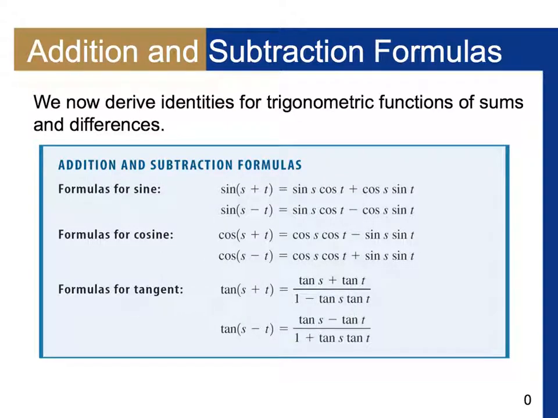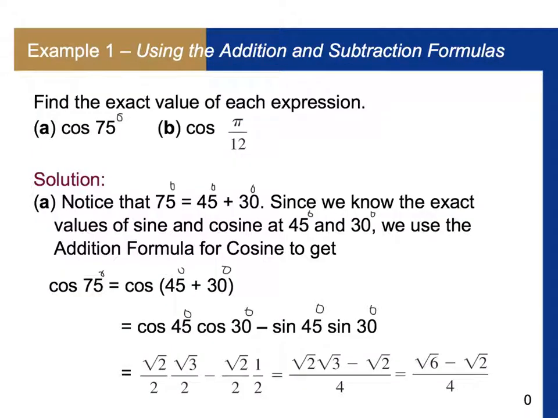Tangent we won't worry about for our purposes. Okay, so let's look at an example. Let's say we're looking at cosine of 75 degrees. Now, we can't normally do this by hand, but if we break it up into 45 plus 30, we can do it by hand, because we know 45, we know 30. The idea is that we're going to use these sum formulas that we're given to find cosine or sine of angles that we know. Okay, so 75 is 45 plus 30, so this would be our s, this would be our t.